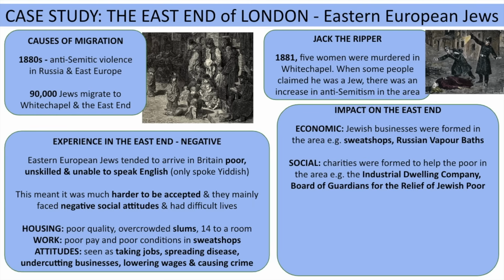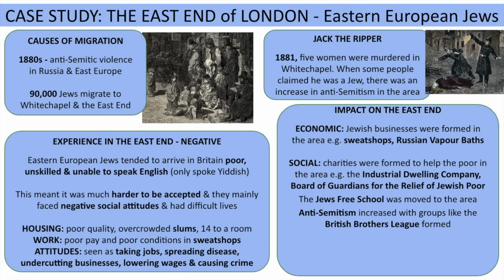There's social impact, especially because charities are formed to help the poor in the area. Lots of these are formed by richer Jews to help poorer Jews. So the Industrial Dwelling Company created better housing in the area. The Board of Guardians for the Relief of the Jewish Poor was set up. The Jewish Free School, which had been in a different part of London, was moved to this area because the Jewish population is around 40% in this area compared to 1% in other parts of the country.